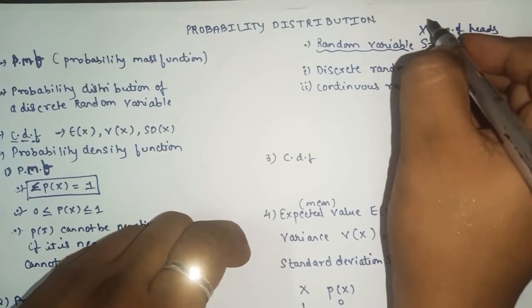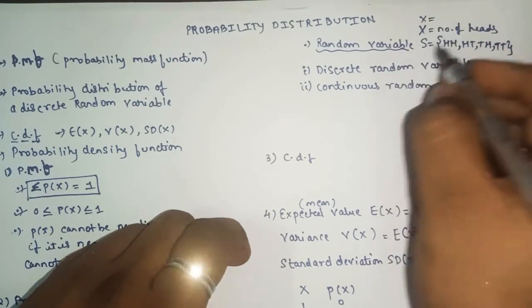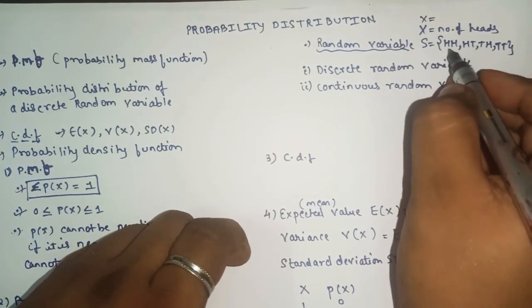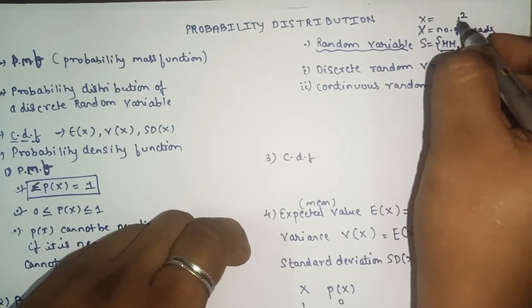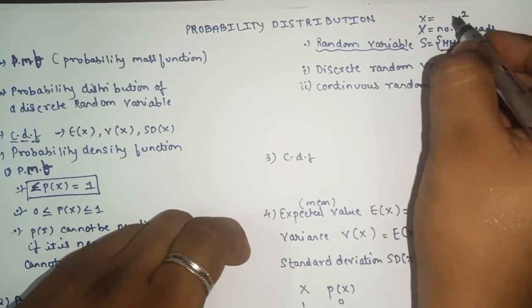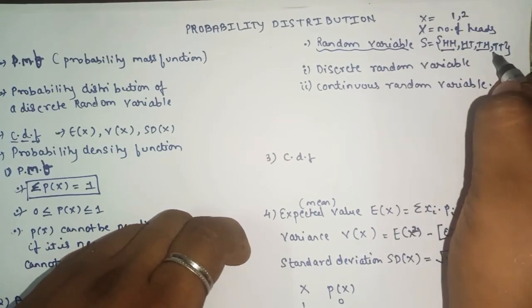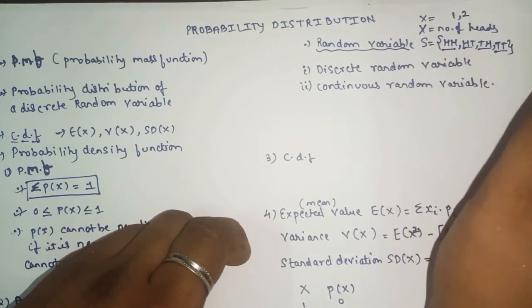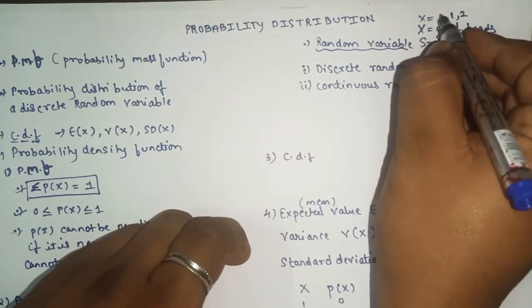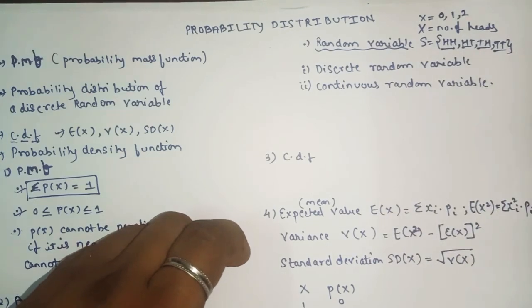So how many heads are there in the sample space? Can I say there are two heads? There is one head also. Even there are no heads. No heads means what? Only tails are there. No heads we have to consider as 0.